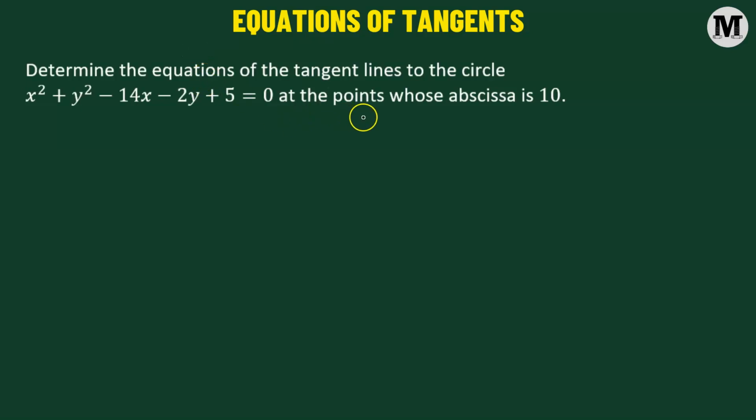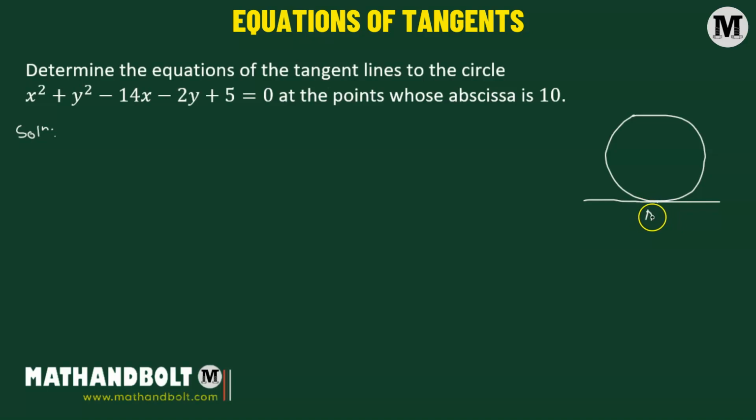Determine the equations of the tangent line to the circle at the points whose abscissa is 10. Let us begin. So here we have a circle and we need to determine the equation of a tangent line to the circle. Let's say the tangent line meets the circle at the point A having the coordinates. Now the abscissa is given.